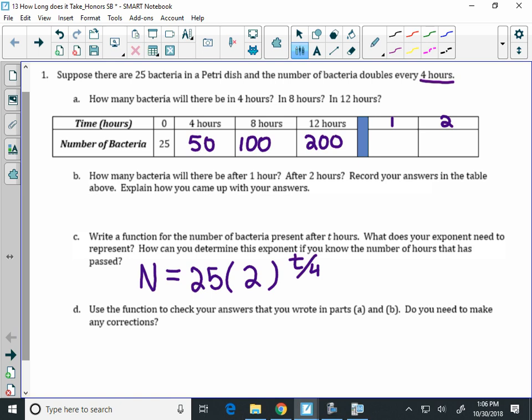So if I want to find 1 hour, I have to put 1 in for T, that's 1/4 of the amount of time that it's doubling. So that's your model. So now let's use this model. Type this in here. 25 times 2 to the 1/4 power. Figure out how many bacteria there are after 1 hour.